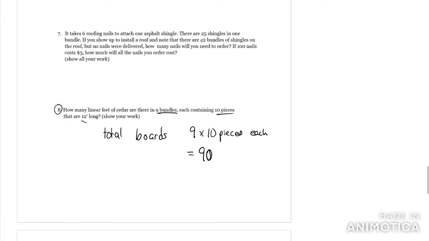Each one is 12 feet long, and it wants to know how long it would be if we put them end to end. So when it says linear feet, imagine taking the boards and sticking them like this, just all in a row. So if each one is 12 feet, rather than going 12 plus 12 plus 12 90 times, an easier way to do it is now we can go 90 times 12.